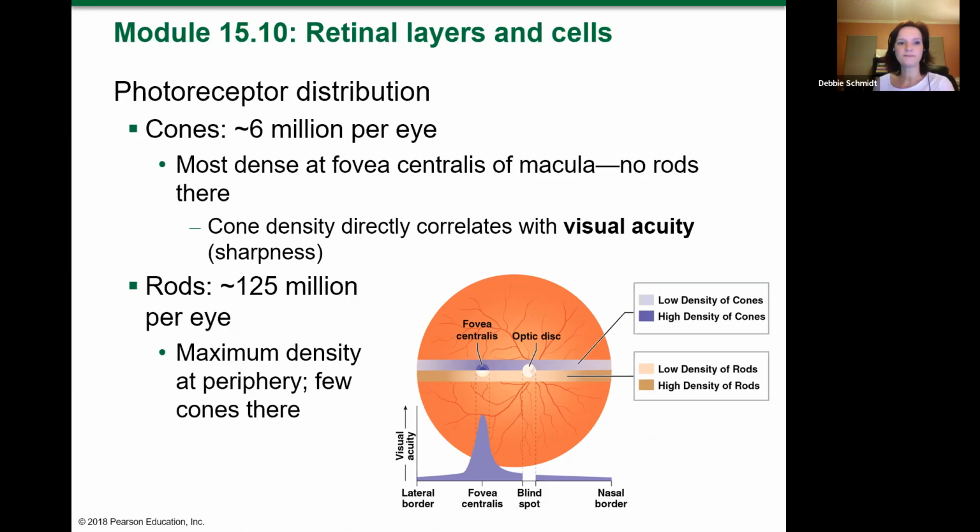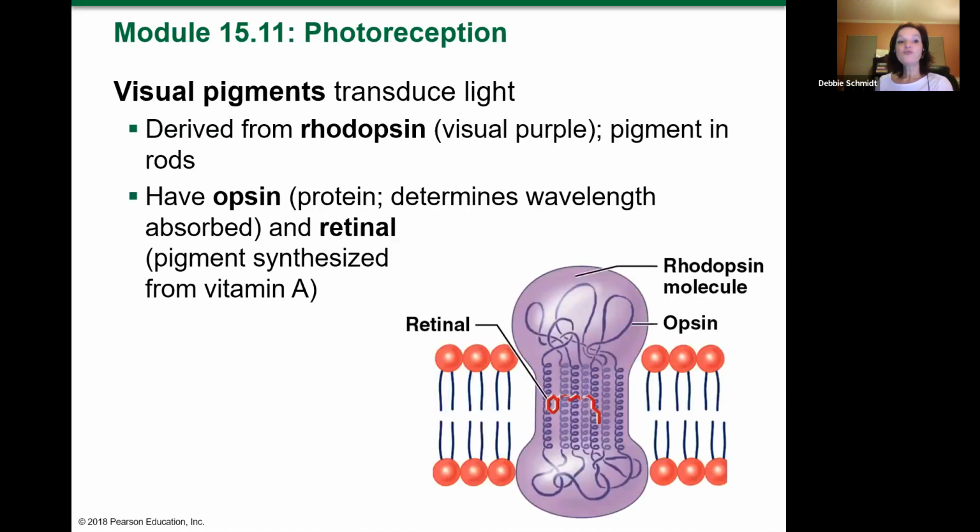Nice brain, huh? Rods, we have much more. We have about 125 million. These are not numbers that you need to know. You just need to know their relationship. More rods than cones.